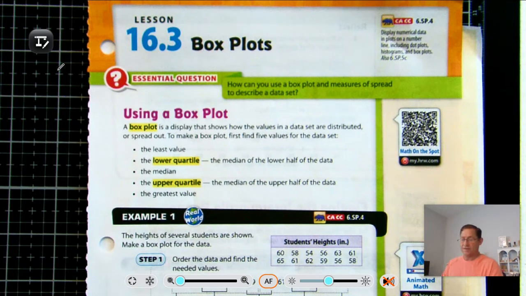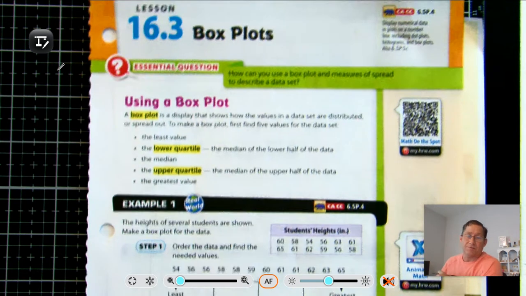Hello, everybody. So today we're going to continue with Module 16, Lesson 16.3, and we're going to be discussing box plots. And our essential question is, how can you use a box plot and measures of spread to describe a data set? So sometimes you'll hear box plots referred to as box and whiskers. So let's look at this.